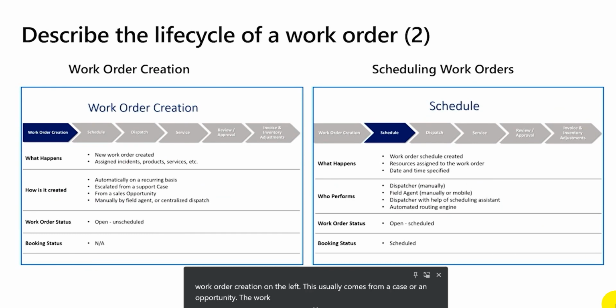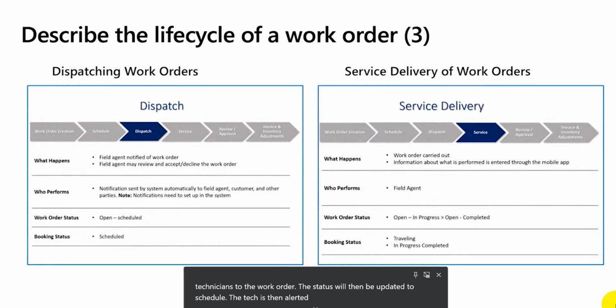The work order status will show as open, but as we move into the scheduling phase, this is where your dispatch team can assign technicians to the work order. The status will then be updated to scheduled. The tech is then alerted that they've been assigned to a work order.